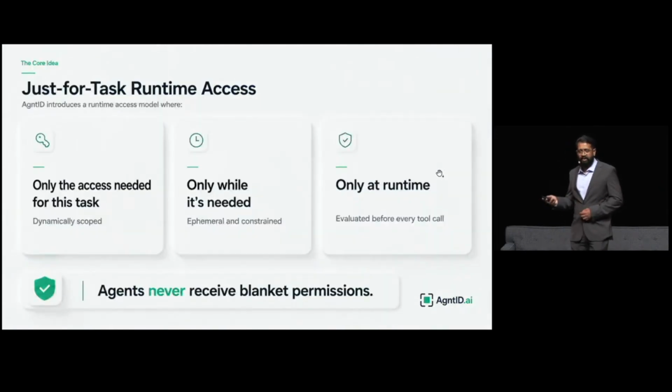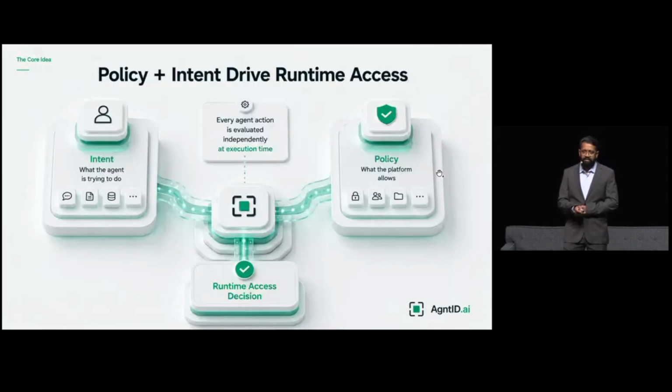So what we provide is what we call just for task runtime access. So only the access needed for this task is given, and only while it's needed, and only at runtime. So agents never receive any blanket permissions. There are 2 parts to how we do it. First, we look at the intent of the agent, what the agent is trying to do. If it tries to do something outside of it, we block it. Customers can also write policies. Same thing. If it goes outside the policy, we block it.